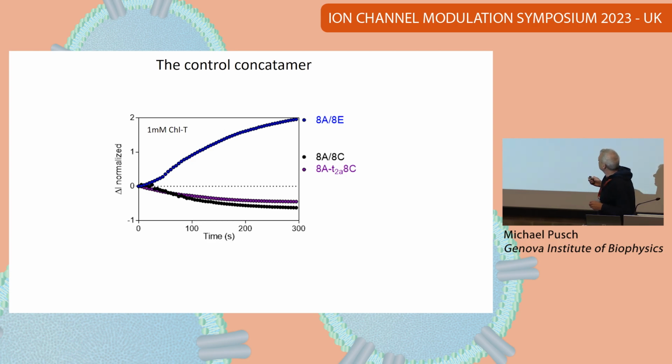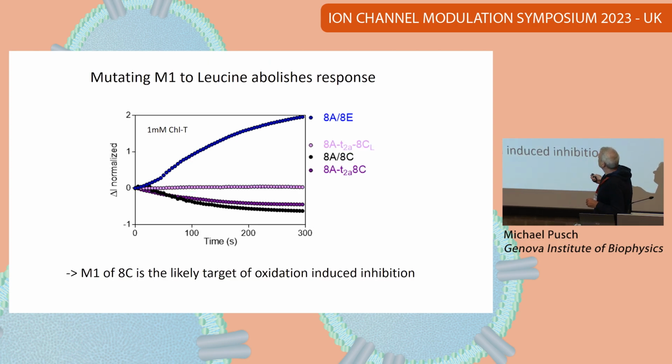When we mutate the first methionine in the second subunit, indicated by an L because we mutated the methionine to leucine, you completely abolish inhibition by oxidation. And now we can do more. Having this oxidation-insensitive mutant, we can introduce the two cysteines that are present in the 8E subunit. You see what happens in this case.